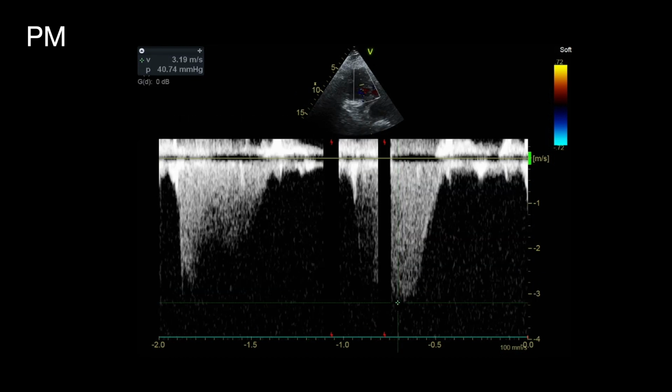And likewise here, there's a bit of extrapolation there about where the peak velocity is. And it may be because, as I said, the patient doesn't have enough TR to adequately estimate RVSP, or that unfortunately your 2D images aren't adequate.